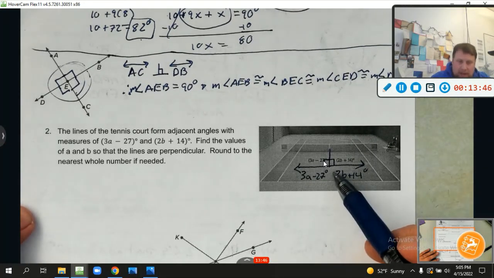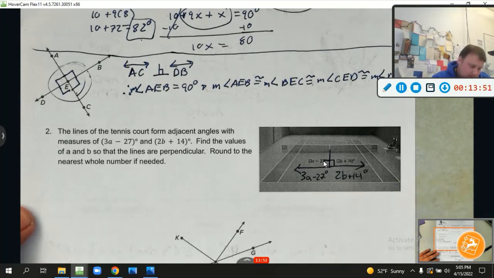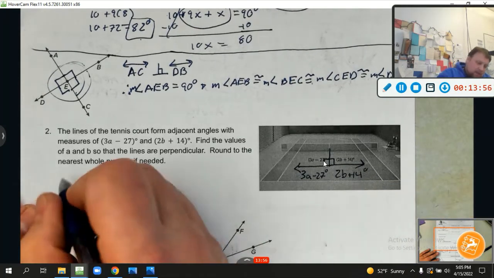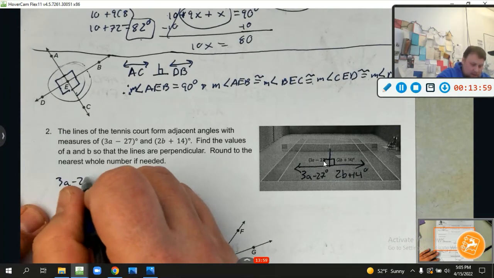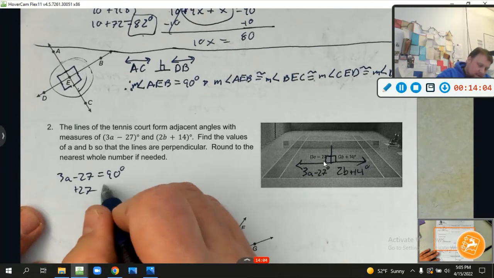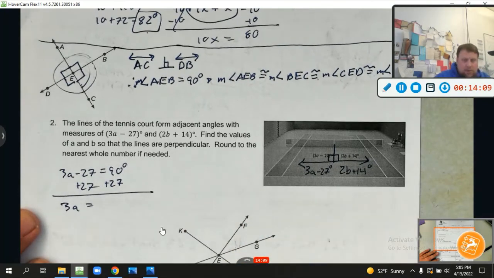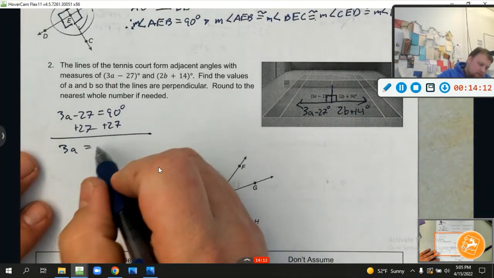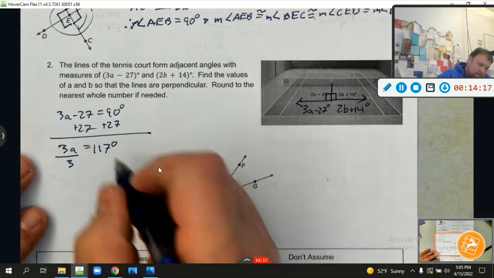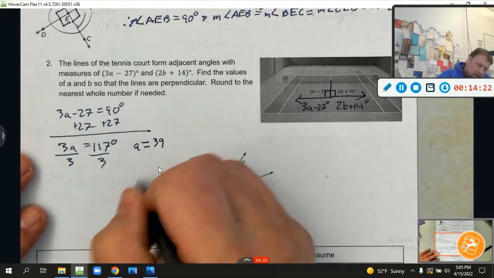Well, if they're perpendicular, they add up to 90 degrees, right? Each one of those is 90 degrees. So then, if I know 3a minus 27 is 90 degrees, let's write that. 3a minus 27 equals 90 degrees. So I'm going to add 27. I get that 3a is equal to 117 degrees. Divide both sides by 3. It actually works out real nice. A is 39. Boom.